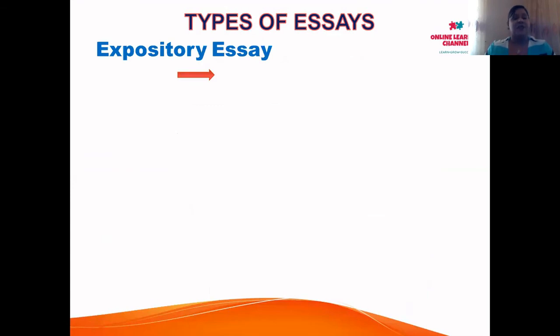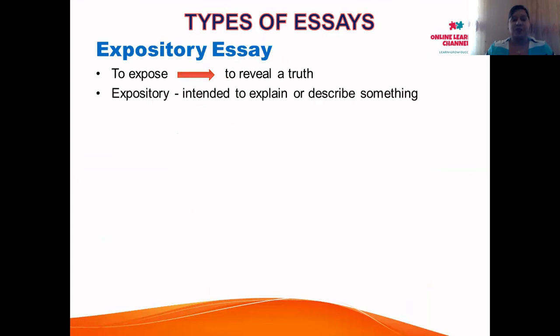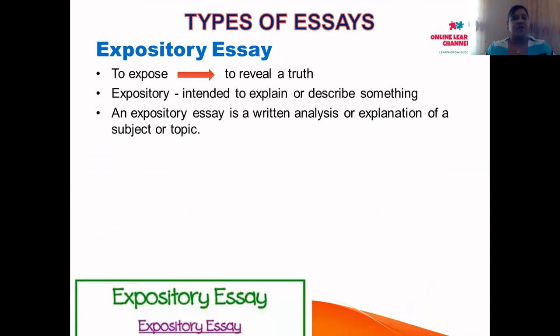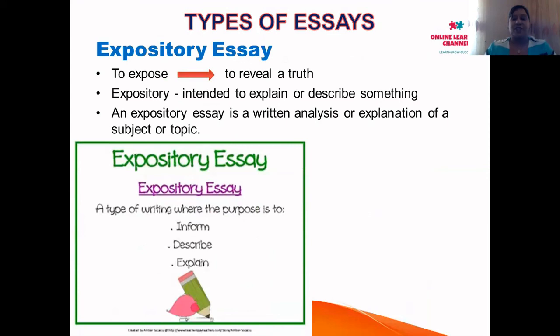The other type of essay is the expository essay. To expose is to reveal a truth. Expository is intended to explain or describe something. An expository essay is a written analysis or explanation of a topic or subject. For example, climate change. People are trying to expose the truth about climate change, global warming. And in that type of essay or topic, they would want to inform, describe, and explain.